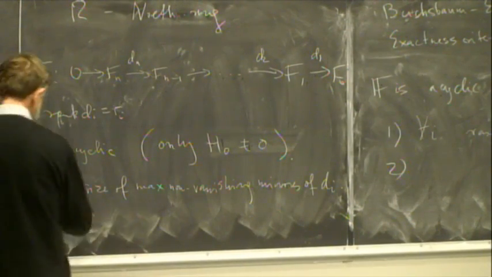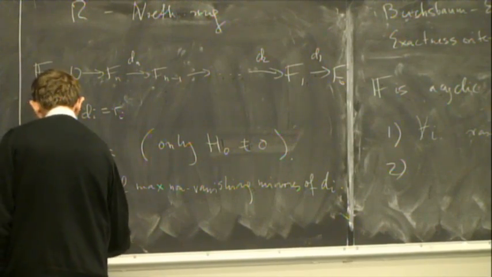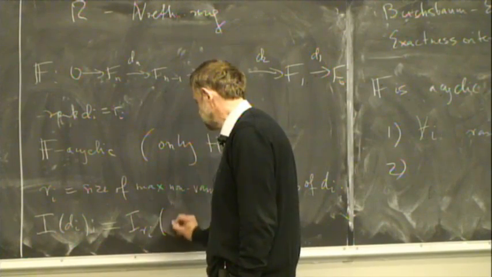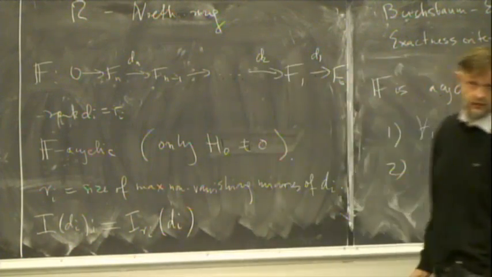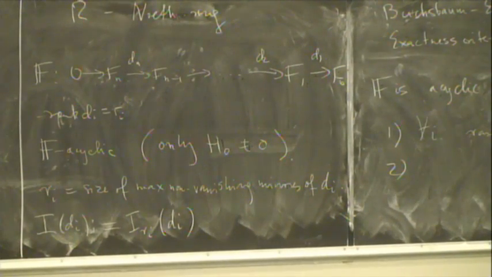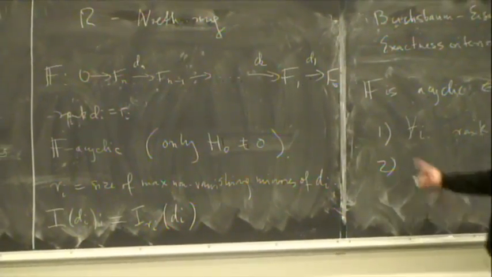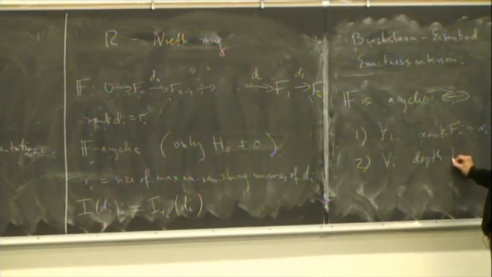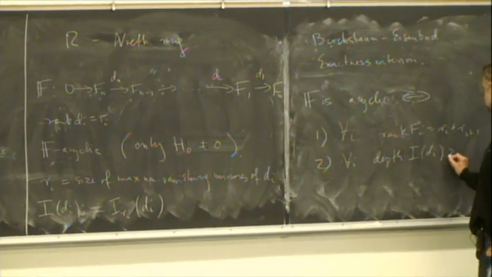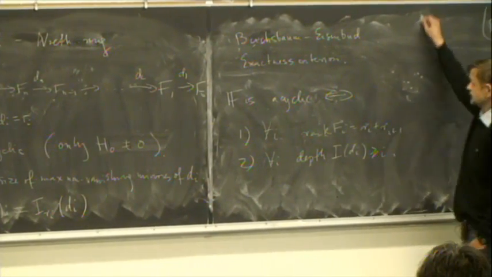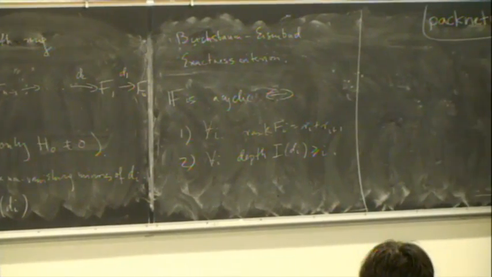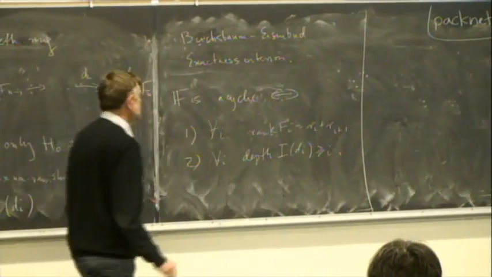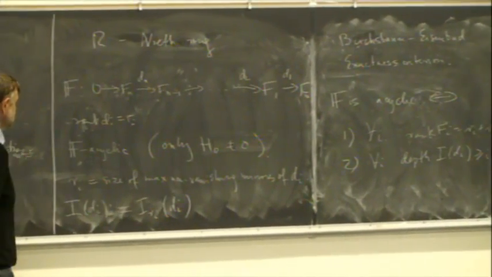And then we have those ideals I(d_i) that you can associate to this complex, which are exactly the ideals generated by those maximal non-vanishing minors. The second thing in the criterion is that for each i, the depth, so codimension, of this I(d_i) is at least i. If you think of the spectrum of your ring as being some variety, the subvariety defined by vanishing of those minors has to have codimension bigger or equal than i.